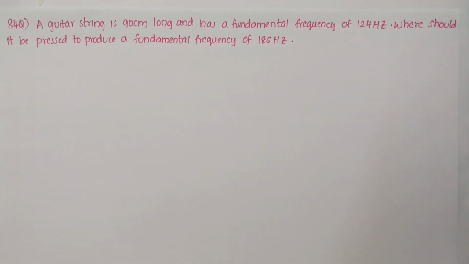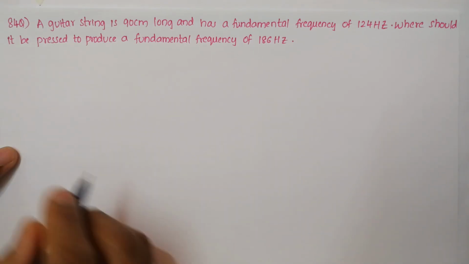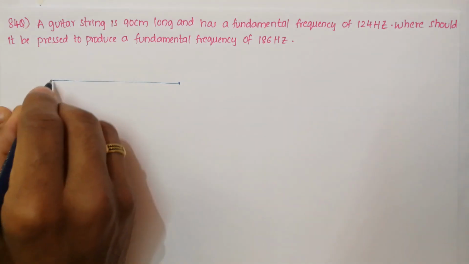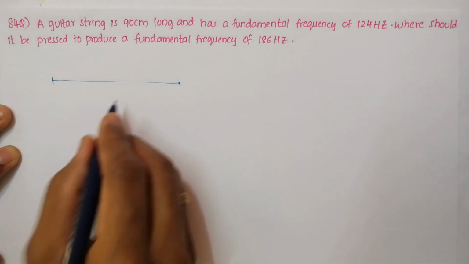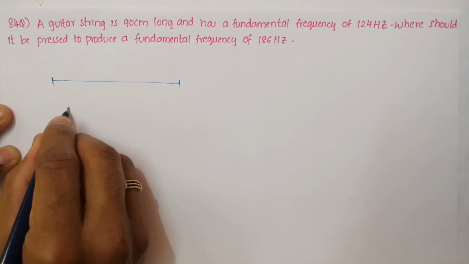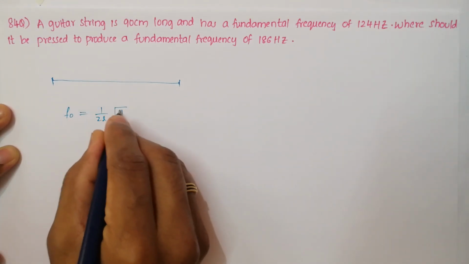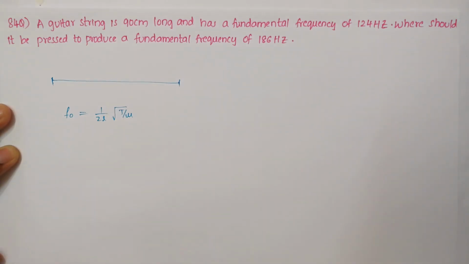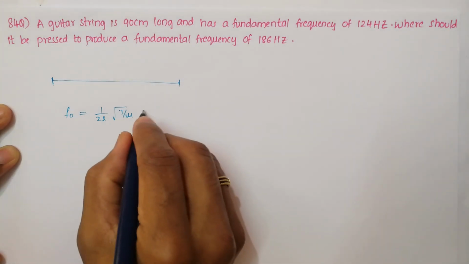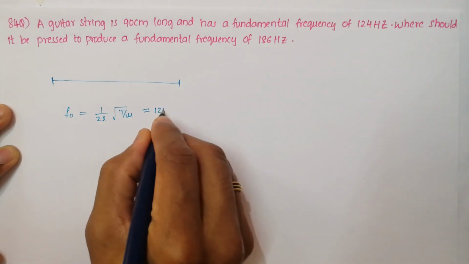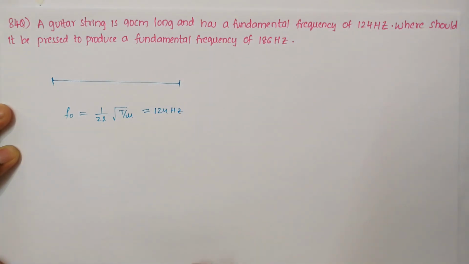Next question: a guitar string is 90 centimeters long and has a fundamental frequency of 124 Hertz. Where should it be pressed to produce a fundamental frequency of 186 Hertz? So here he is talking about a guitar string. It is similar to a string fixed at both ends. Now we know the fundamental frequency of this one is f0 equal to 1 by 2L into under root T by mu. So this is the expression for fundamental frequency. Now this value is given as 124 Hertz. So this is the fundamental frequency in the first case.